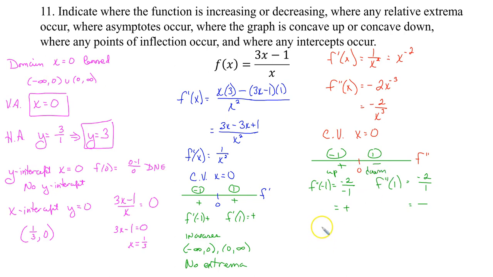So again, concavity changes at 0, but there is no inflection point. The reason for no inflection point is that there is no actual point when x is equal to 0, because I get negative 1 over 0, and that's a problem, okay? So we'll move to the next slide so that we can put some more information over there, and we will sketch the graph of this.